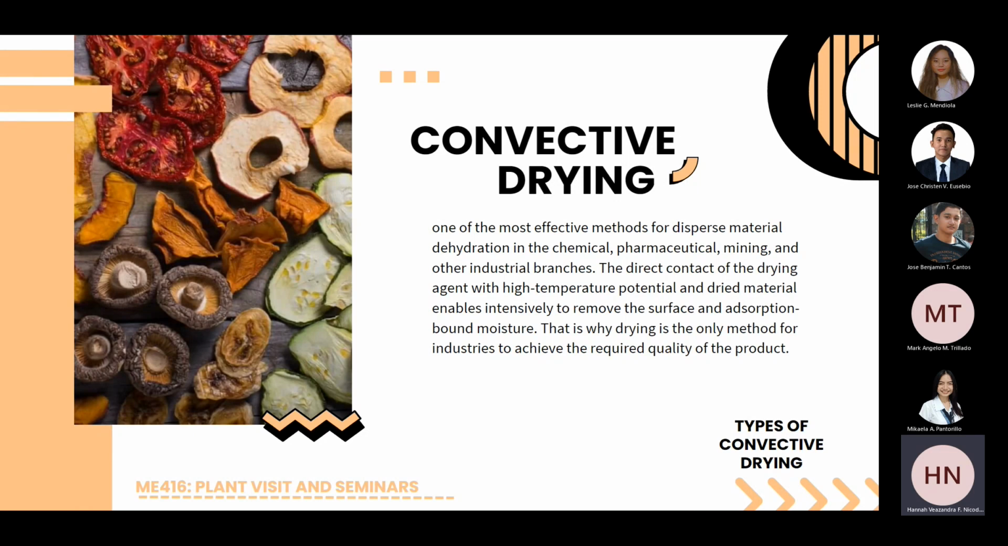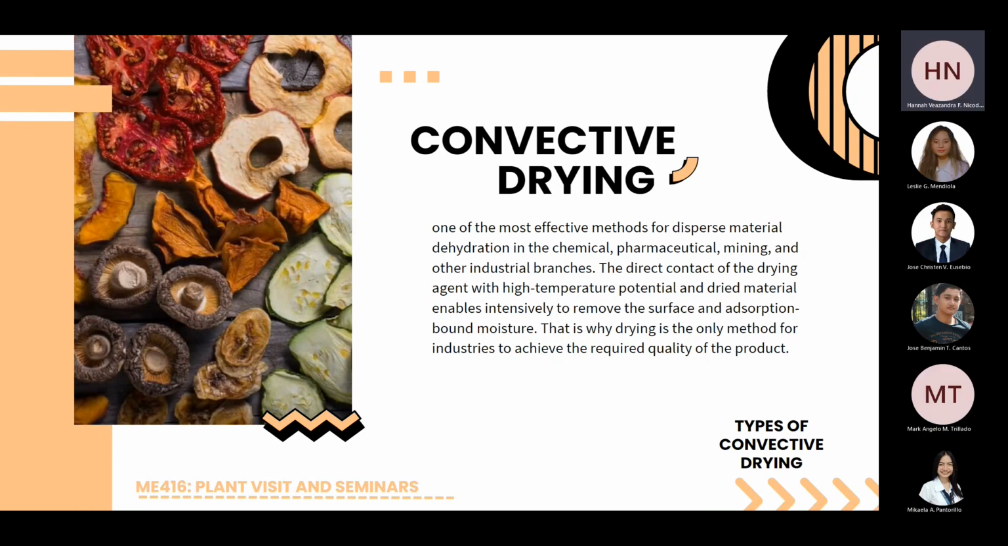So next is for the convective drying. Convective drying is one of the most effective methods for dispersed material dehydration in the chemical, pharmaceutical, mining, and other industrial branches. The direct contact of the drying agent with high temperature potential and dried material enables intensively to remove the surface and absorption-bound moisture. That is why drying is the only method for industries to achieve the required quality of the product. So, yung mga next slides are the types of convective drying. Next po.